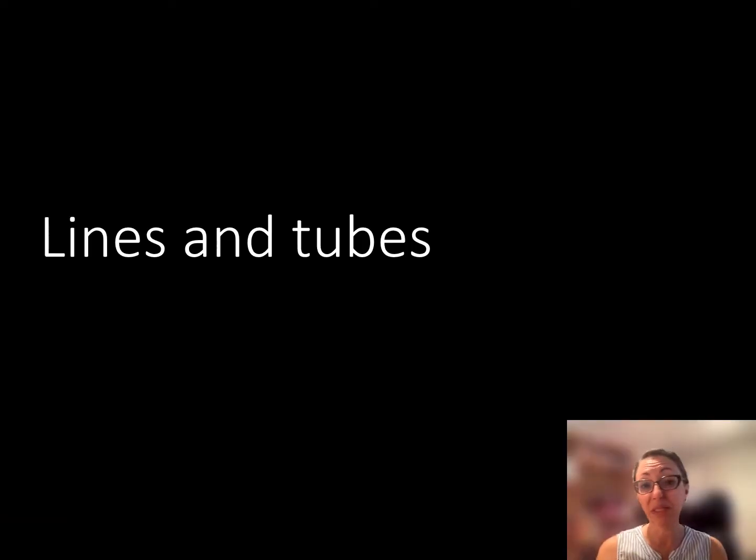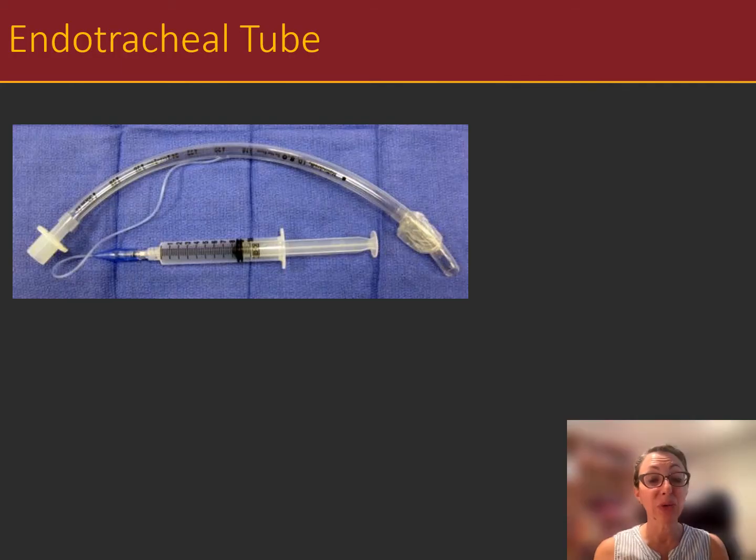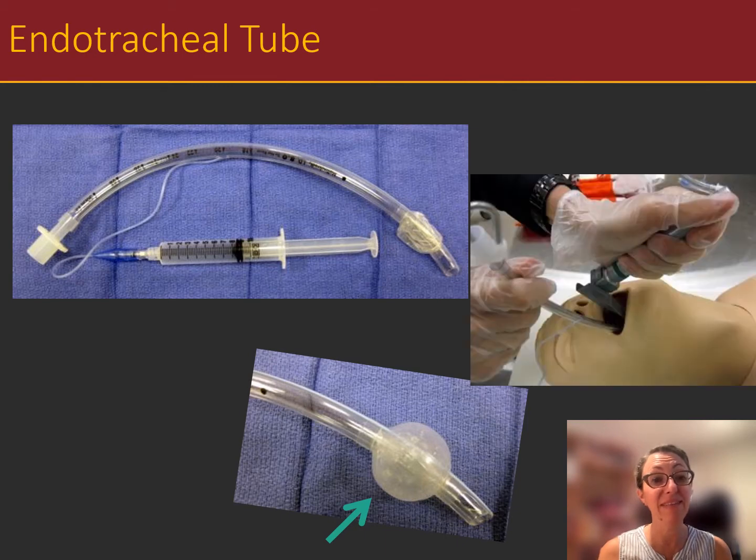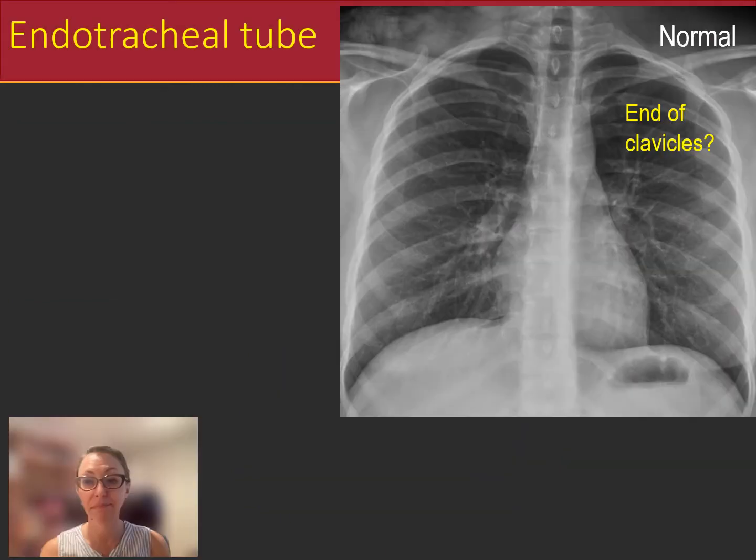So why do we place these tubes and lines in the first place? Injuries and/or treatment may compromise normal physiology such as breathing, eating, and hydration, and protective reflexes, and these lines and tubes help patients during the acute phases of injury and/or recovery. So here is an example of an endotracheal tube with a deflated and an inflated balloon.